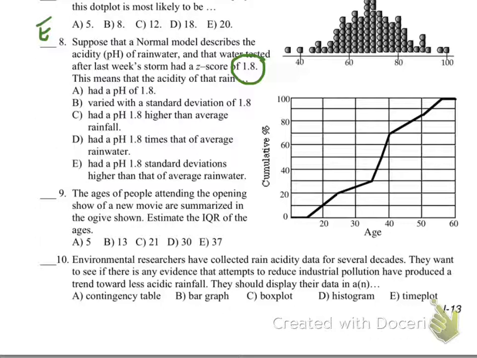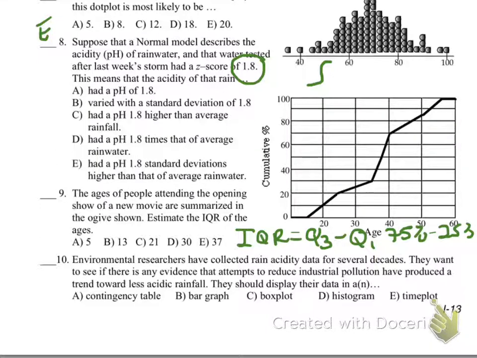Okay, good. The ages of people attending the opening show of a new movie are summarized in the ogive shown. Estimate the IQR. Okay, so here is an ogive, and an ogive is essentially a stretched S. Now, in the book, again, they talked about this, with cumulative frequency curves. All right, and so what do we know about IQR? IQR is simply Q3 minus Q1, which is 75% minus 25%.